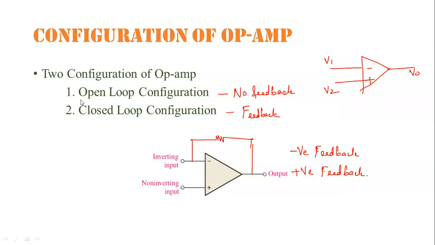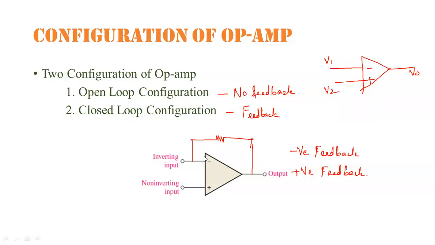Open loop configuration is nothing but there is no feedback, as shown in the top right corner. We have only the op amp, voltages v1 and v2 are the inputs, and v0 is the output. We don't have any feedback from output to input. That type of configuration is called open loop configuration. We can use the op amp in another configuration also, called closed loop configuration, where we have feedback and arrange a resistor from output to input. We are taking feedback from output to input. That type of configuration is called closed loop configuration.